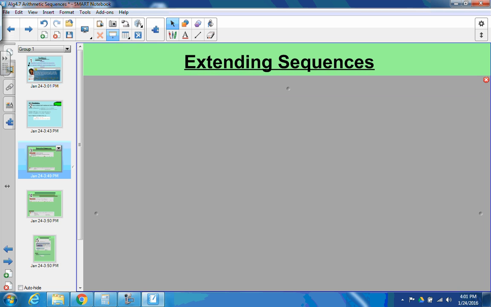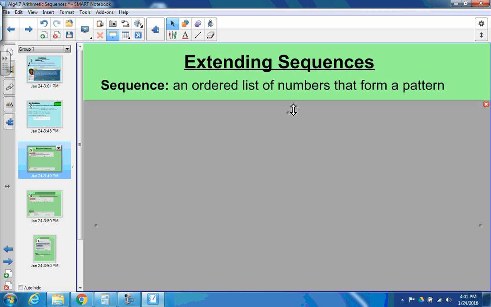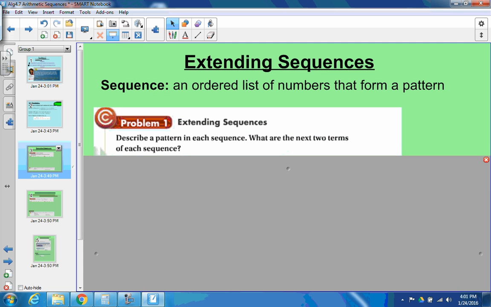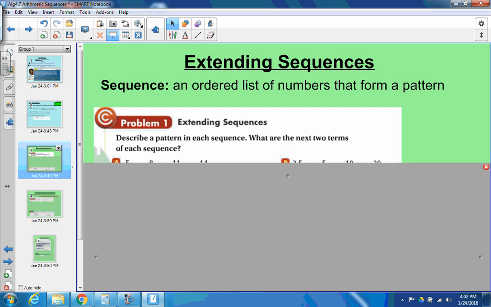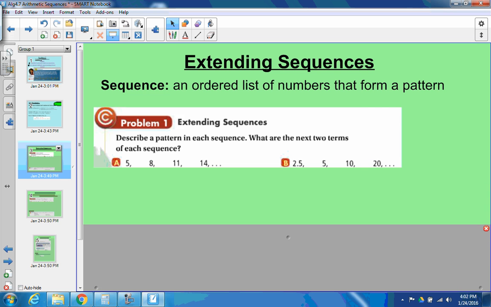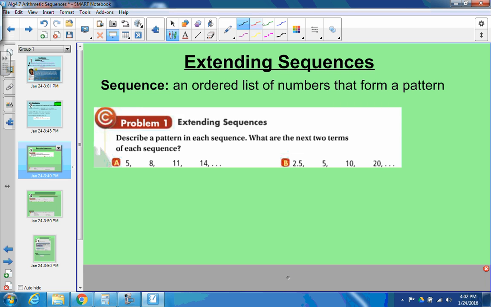This is regular sequences. So remember, a sequence is an ordered list of numbers that form a pattern. So let's find patterns. Our first problem says describe the pattern in each sequence. What are the next two terms? We'll do one at a time here. Letter A, 5, 8, 11, 14. If you look at it, hopefully you can tell that each time it's going up 3. So the sequence is adding 3 each time.